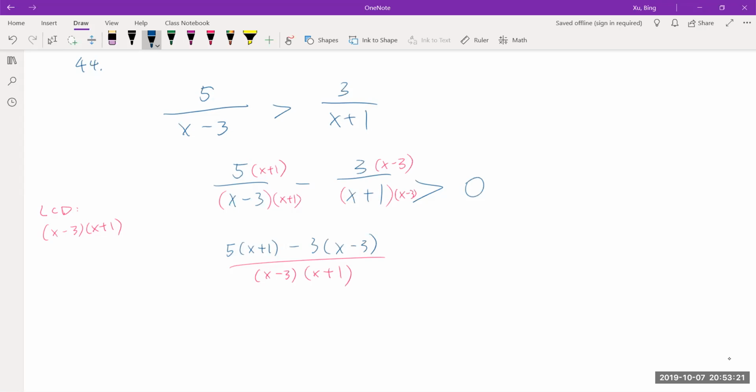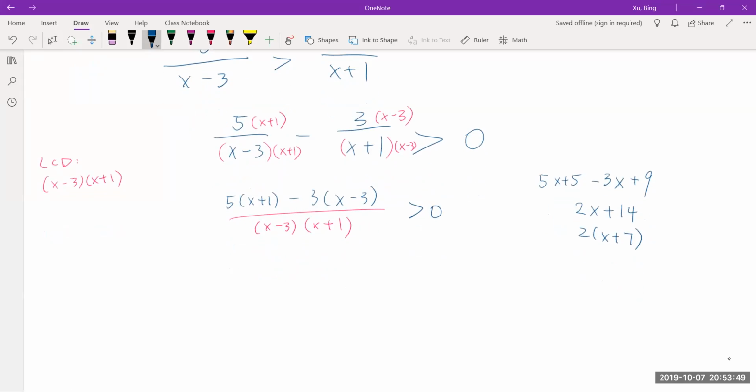Okay. So somehow I need to simplify the top. So let's simplify the top on the side. 5 times x plus 1, that's 5x plus 5. Right. Minus 3x, distribute, plus 9. Combine like terms, that's 2x plus 14. Right. I like to factor out the 2, just so that it's fully factored.